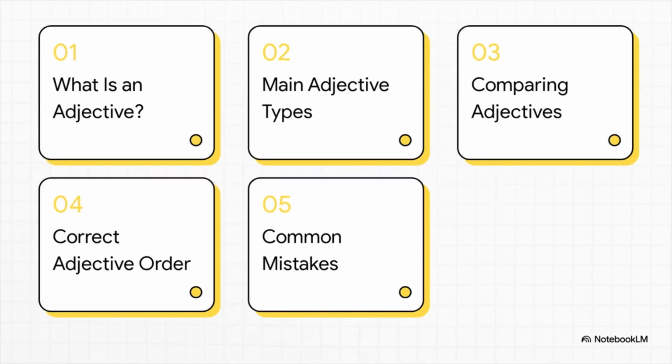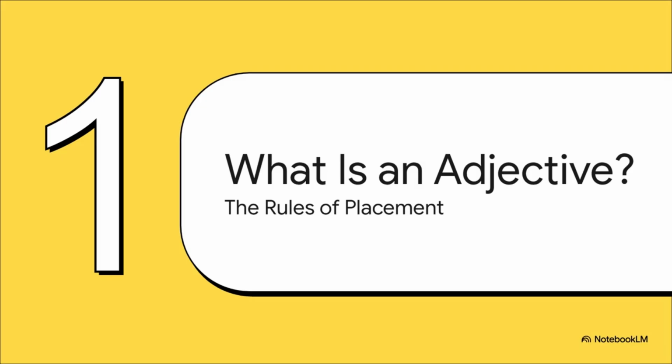So here's what we're going to cover. First, we'll nail down the basics of what an adjective is and where it goes. Then, we're going to open up what I like to call the descriptive toolbox and look at all the different types. After that, we'll learn how to compare things and we'll even tackle that tricky business of adjective order. And to finish up, we'll go over a few common mistakes to avoid so you can sound like a total pro. All right, let's jump right in with the fundamentals.